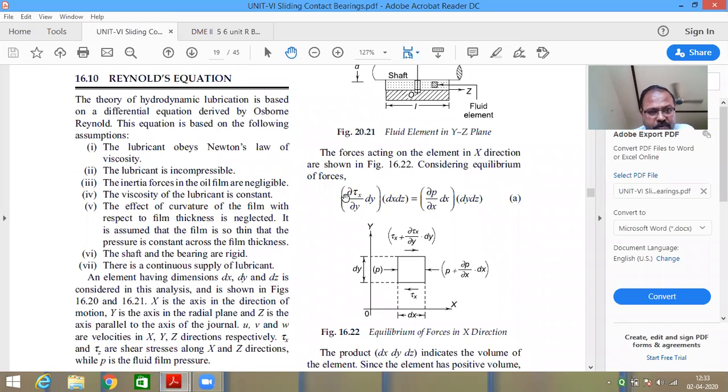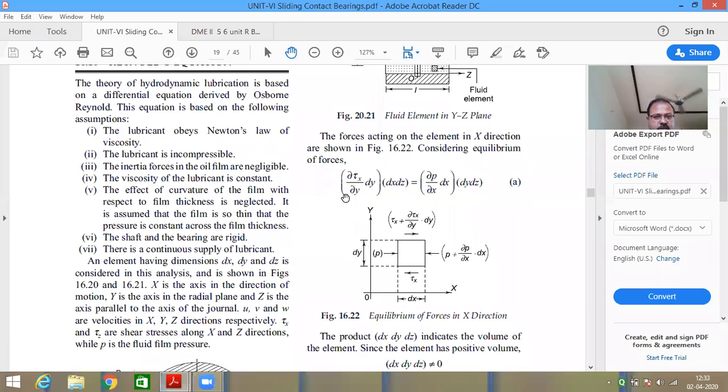Now, Reynolds equation. Today we will see on what assumptions the Reynolds equation is based. You must have studied the Reynolds equation in fluid mechanics also: one-dimensional, two-dimensional, and three-dimensional Reynolds equation. It is related to fluid flow. Again, here it is related to fluid flow only, because we are talking about the fluid flow of the lubricant.